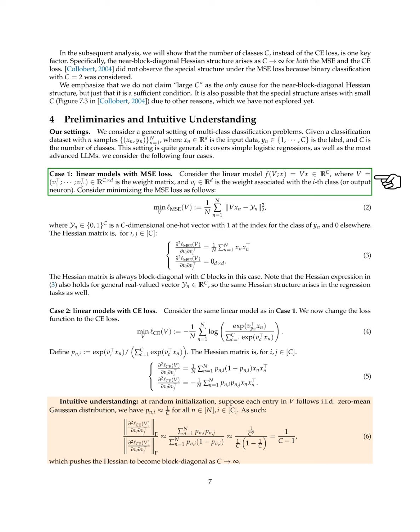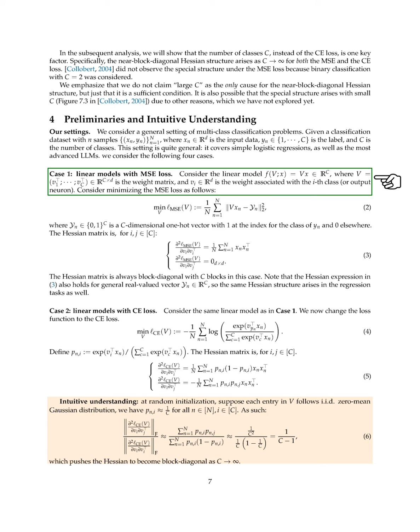In case 2, we again consider the same linear model but switch to cross-entropy, CE, loss. In case 3, we analyze one-hidden layer networks with MSE loss. This network has a certain number of hidden neurons, and we apply the ReLU activation function to the hidden layer. We define the MSE loss and find that the Hessian for the hidden layer and the output layer is also block diagonal. In case 4, we focus on one-hidden layer networks using CE loss.